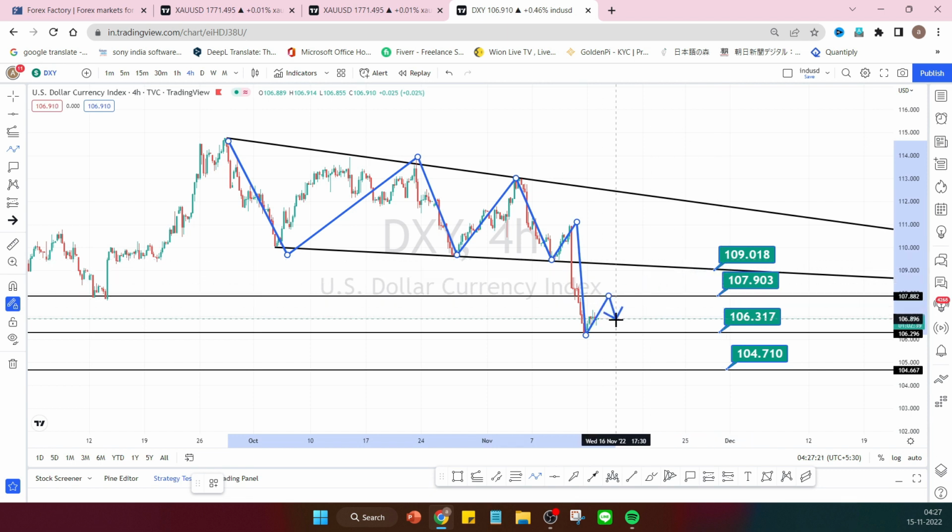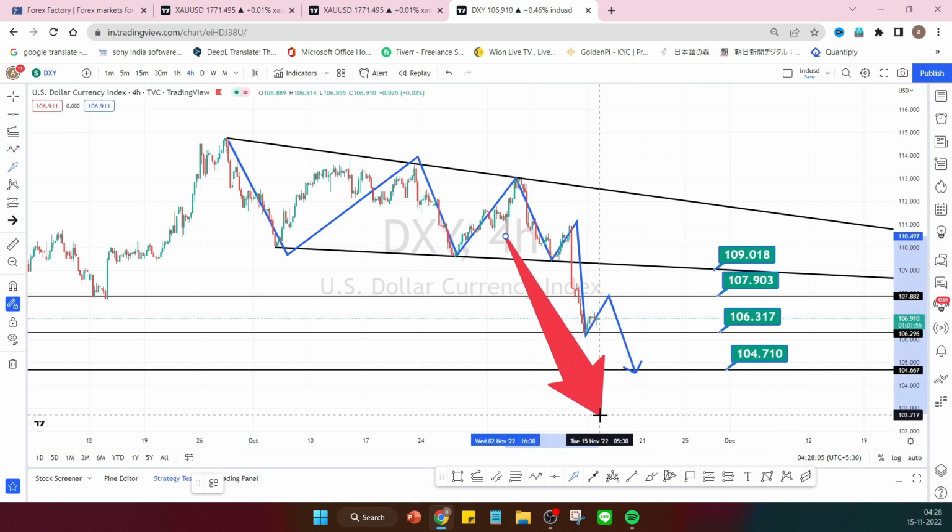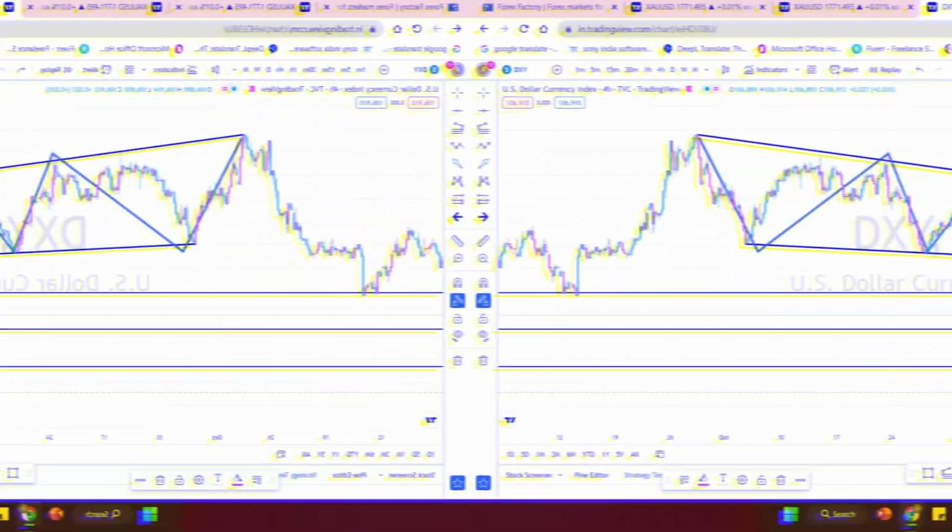So the current trend of the price action in 4 hours time frame is still in a bearish trend, and if the price action breaks this support level of 106 we can expect it to fall further and to test the support level of 104. So still the current trend of the price action of dollar index in 4 hours time frame is in a bearish trend for now. Let us look at the price action of gold, US dollar currency pairs.